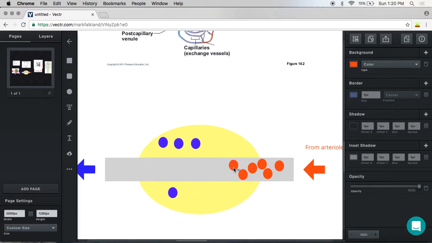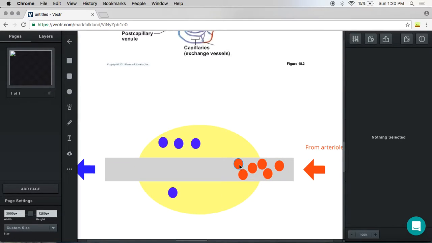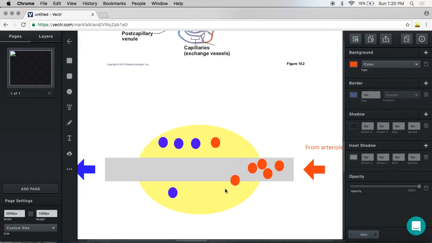That's just a fancy word, diffusing down a concentration gradient. It's a fancy way to say that if there's a high concentration, it's going to try and move to where there's a low concentration, like inside this cell. And so the oxygen will diffuse out of the capillary here.